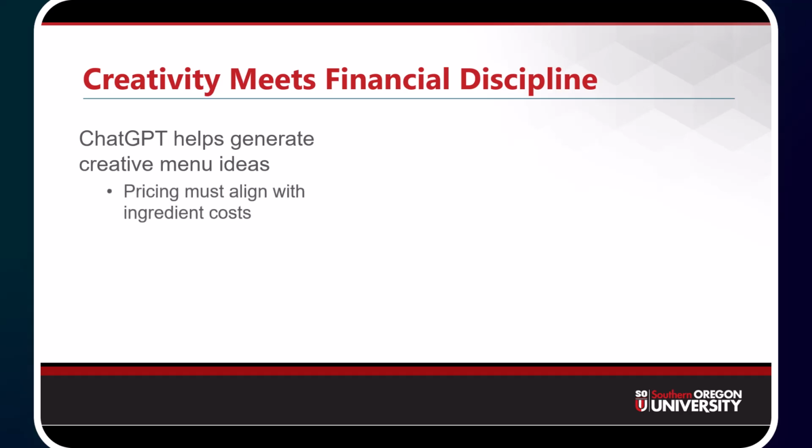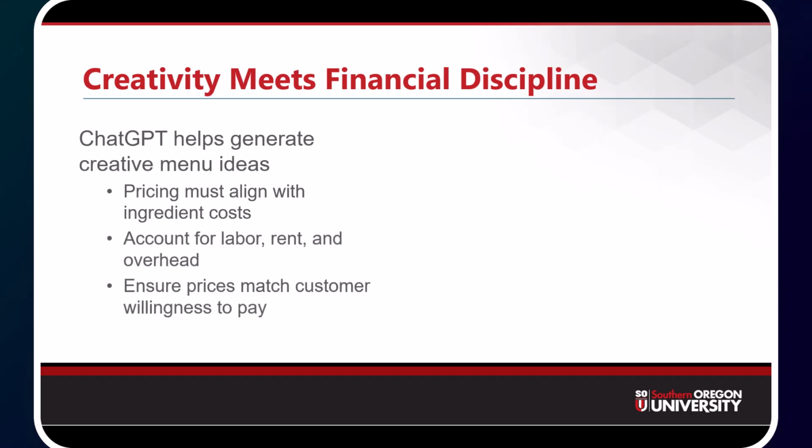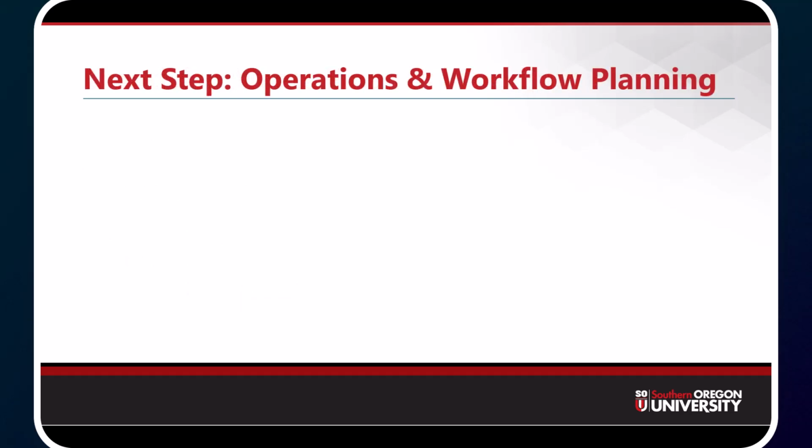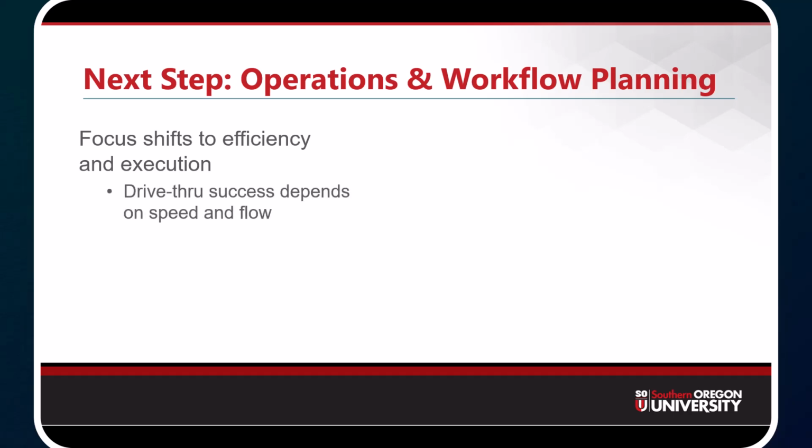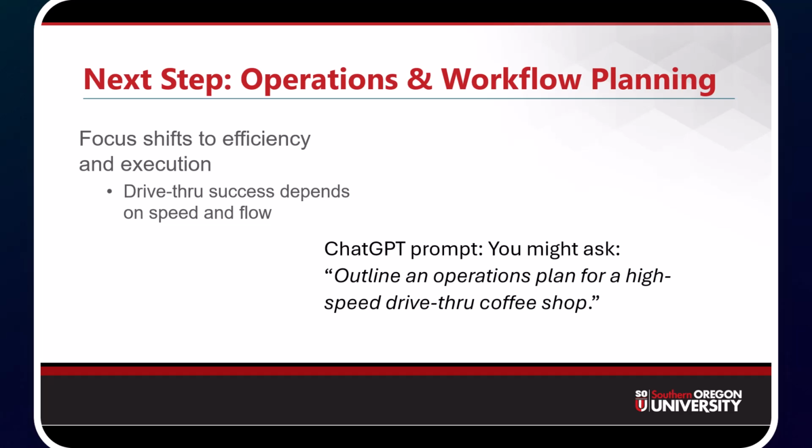ChatGPT can spark ideas, but you'll need to ensure pricing aligns with ingredient costs, labor, rent, and customer willingness to pay. The following step is where you develop operations and workflow. Running a drive-thru is all about efficiency, so ChatGPT can help map out operations. You might ask, "Outline an operations plan for a high-speed drive-thru coffee shop."